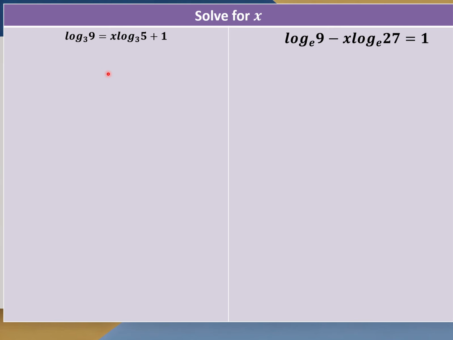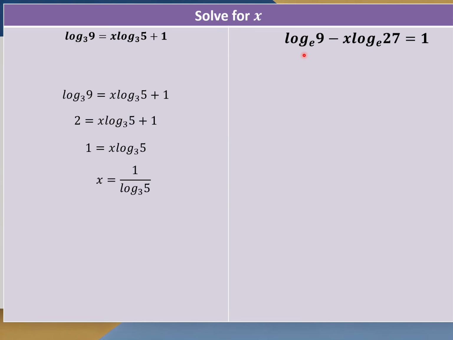So when we are solving, we can do our best to simplify, but sometimes we just need to work on how we can get x by itself. So in this case here, we know 3 to the power of what is 9? Well, 3 to the power of 2. So I can change this straight away to 2 is equal to x log base 3 of 5 plus 1. Now we're just going to use simple algebra to get our x by itself. So I'll take 1 away from both sides, and then I'm dividing by log base 3 of 5.